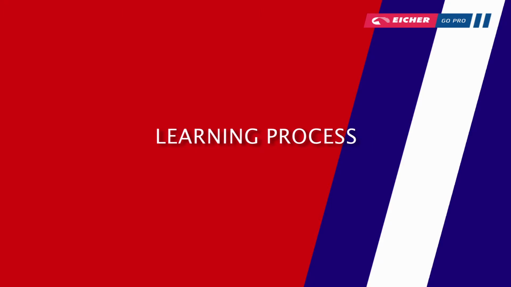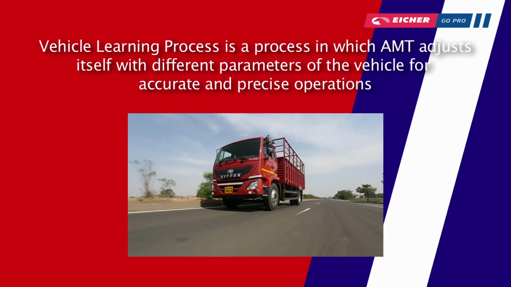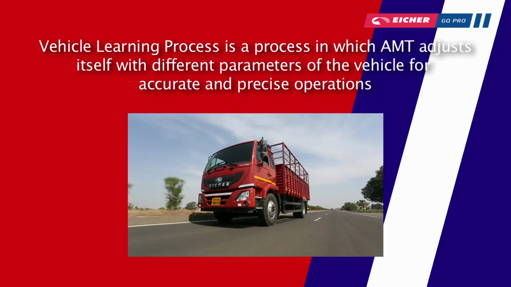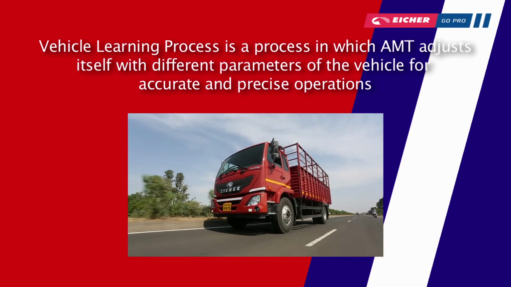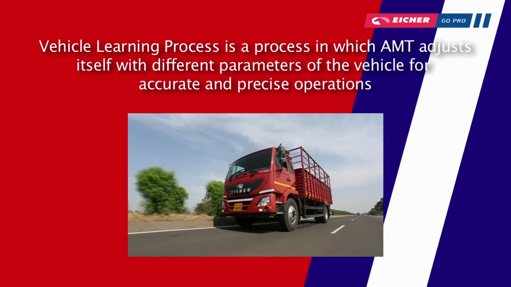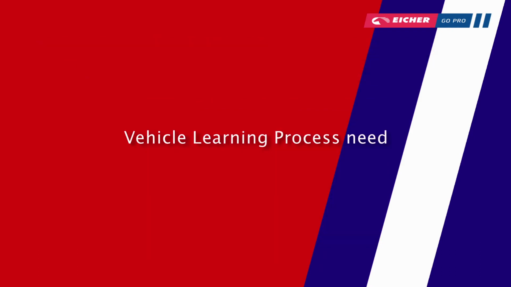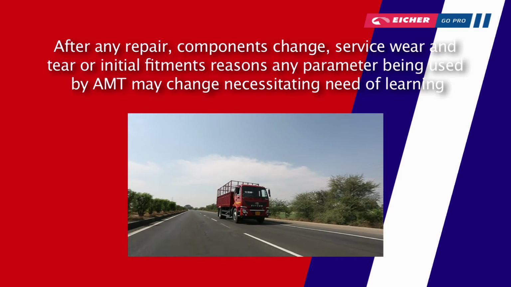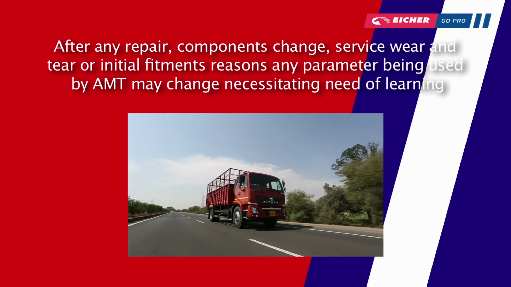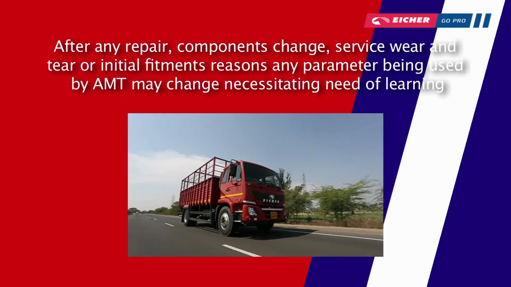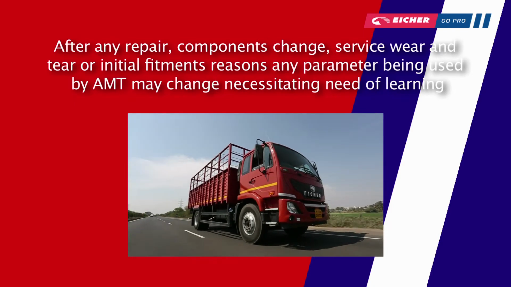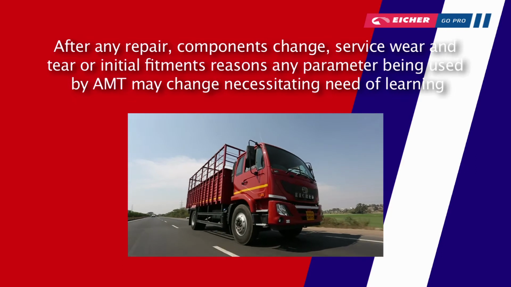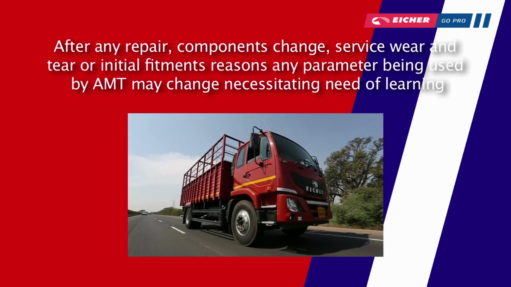Learning process. The vehicle learning process is a process in which the AMT adjusts itself with different parameters of the vehicle for accurate and precise operations. Need: after any repair, components change, service wear and tear, or initial fitment, any parameter being used by the AMT may change, necessitating the need of learning.